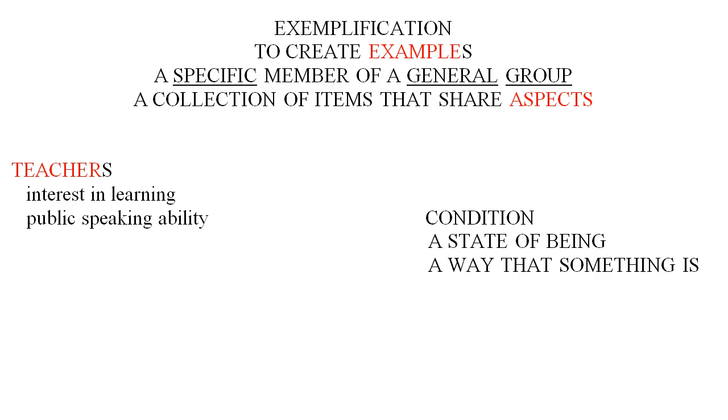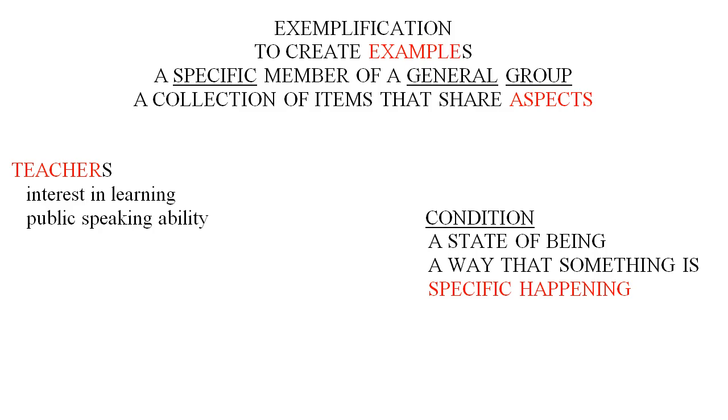When you notice that a condition is general, it's something that applies all the time, you can probably see how an example can work to explain it by presenting a specific happening within the condition that you want to explain. An example of a condition would be something that happens because of that condition, something that shares the aspect of that condition. Let me try to give you an example of what I'm talking about.